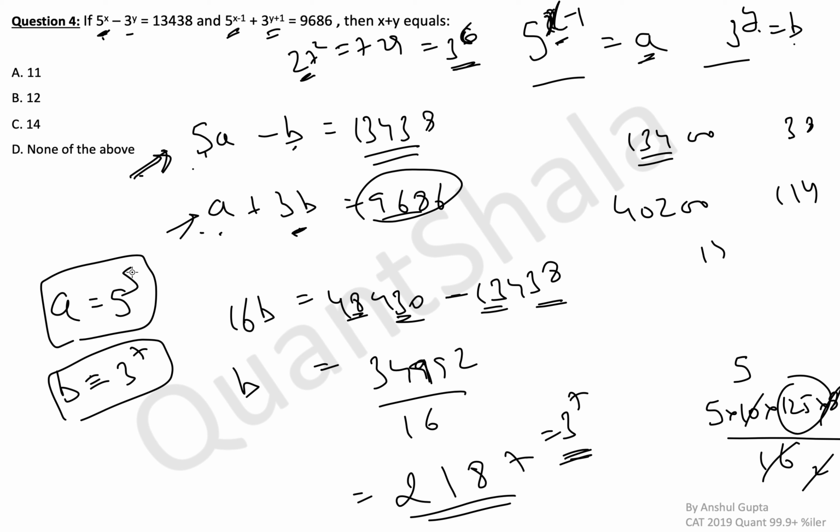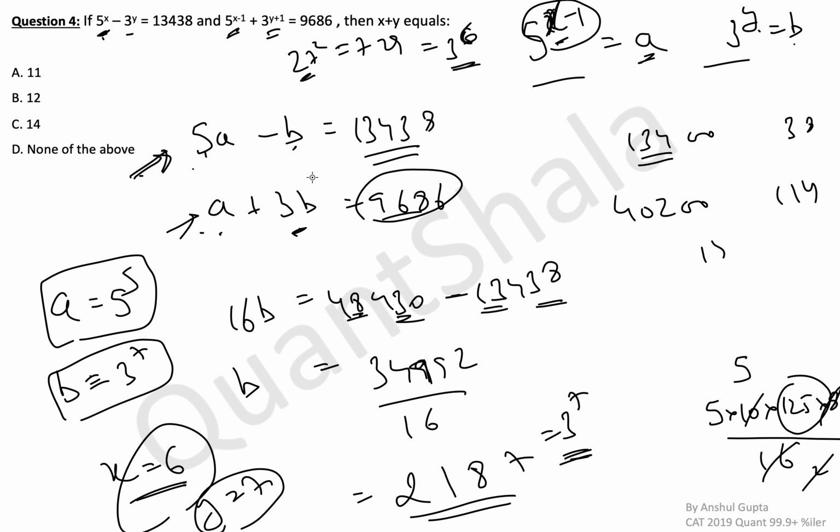So A is 5 raised to power 5, which means x becomes 6, and y becomes 7. They're asking us for x plus y, which becomes 13. 13 is not an option, so the answer is D.